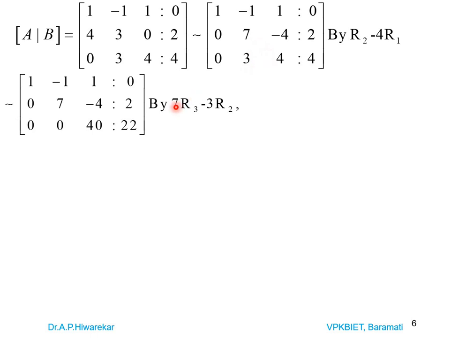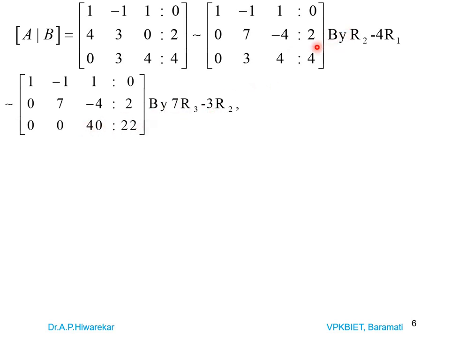Then you perform the operation 7R3. It is 7 into 4, which is 28, and minus 3R2 means 3 into 4, which is 12. So that gives 40.